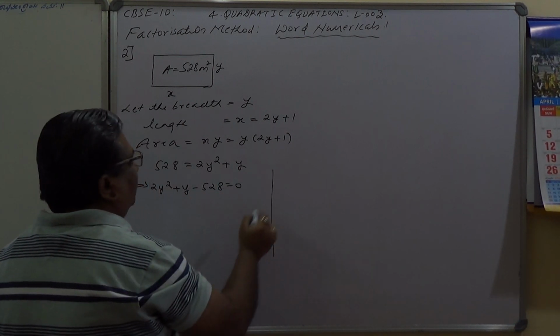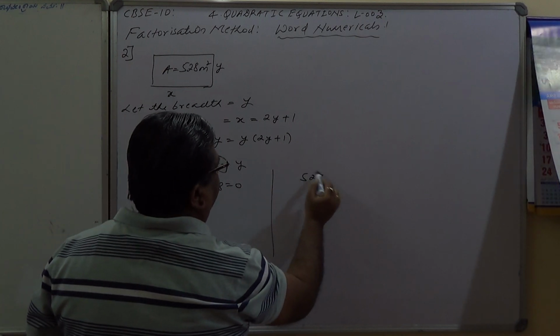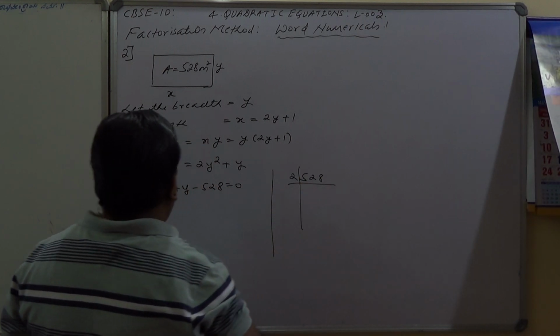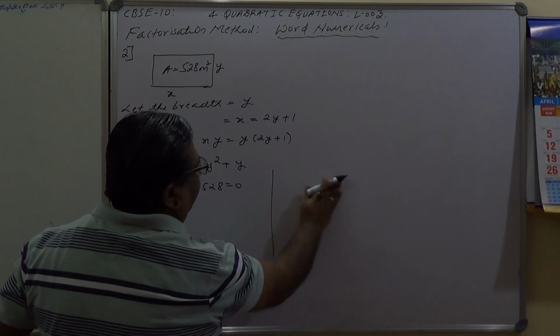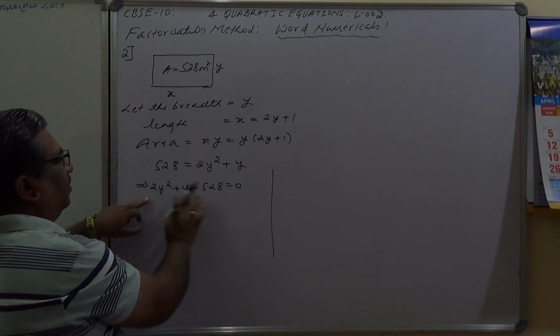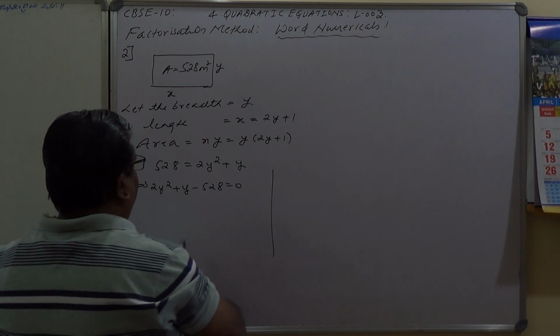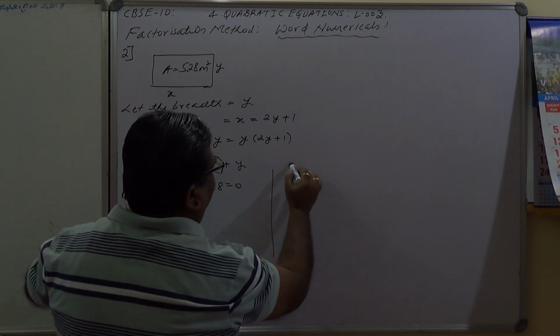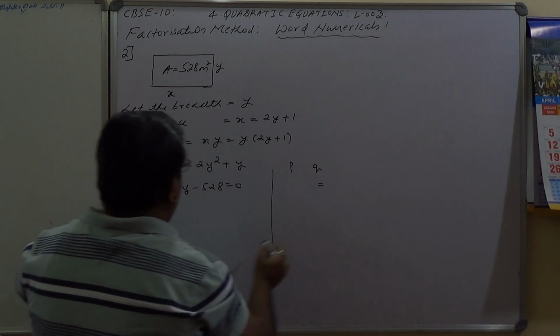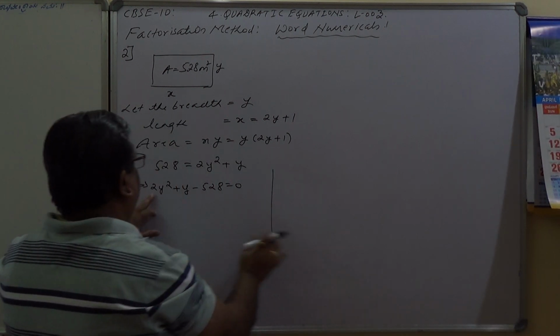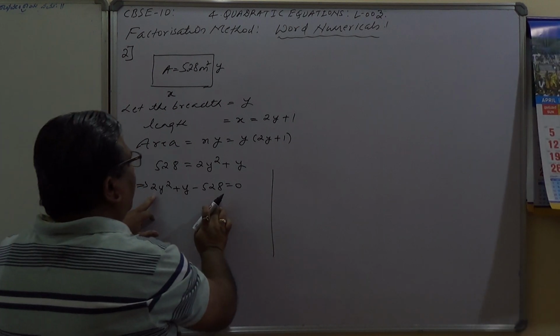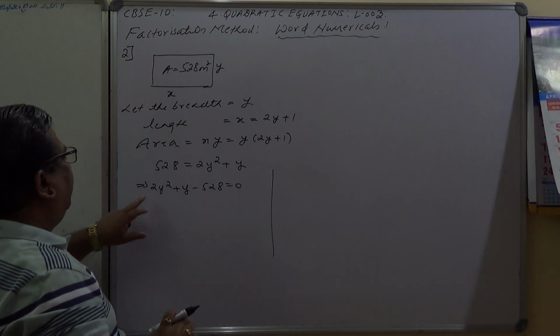Let us factorize this one. Here the product I want is a into c. What is a into c? 528 into 2 basically. So I require p and q here. I am taking a little bit of a shortcut with this method. 2 into 528 is nothing but 1056.